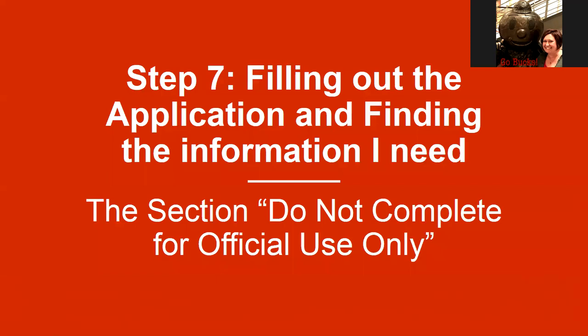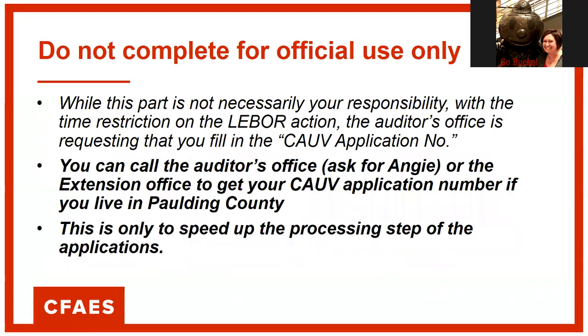So, there's one more part that says "do not complete, for official use only," and it's one little box. While this part's not necessarily your responsibility, the auditor's office can get that. It's just going to speed up that process. We have those numbers here at the extension office to help you. But with the time restriction on the labor action, they're super busy this time of the year. They're doing the CAUV renewals.